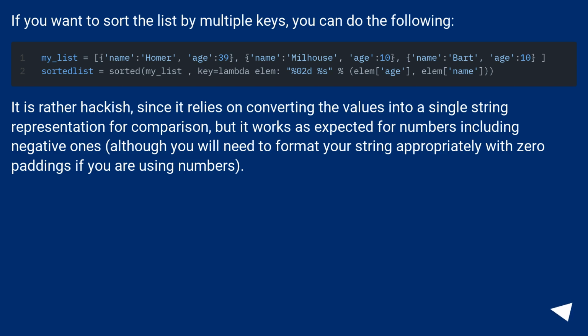If you want to sort the list by multiple keys, you can do the following. It is rather hackish, since it relies on converting the values into a single string representation for comparison, but it works as expected for numbers including negative ones, although you will need to format your string appropriately with zero paddings if you are using numbers.